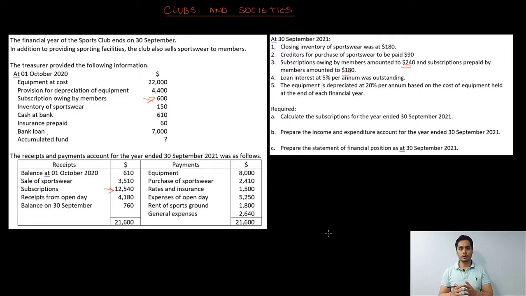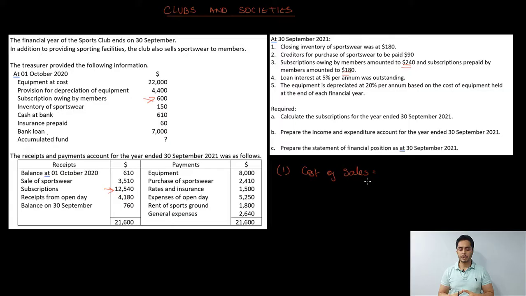To calculate the profit or loss, you will have to calculate the cost of sales, and from the sales, we will deduct the cost of sales to arrive at the profit or loss. So let us prepare our first working note, calculating our cost of sales first. Cost of sales will be equal to opening inventory plus purchases minus closing stock. Opening inventory is given in the question as 150. Purchases you could find in the payment side of the receipt and payment account as 2410.